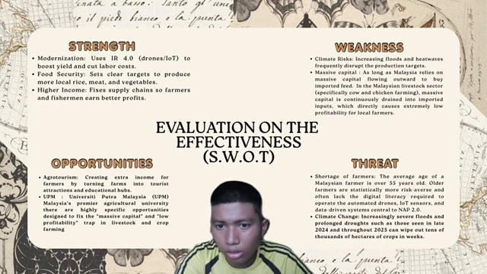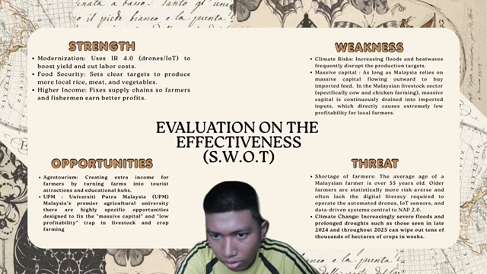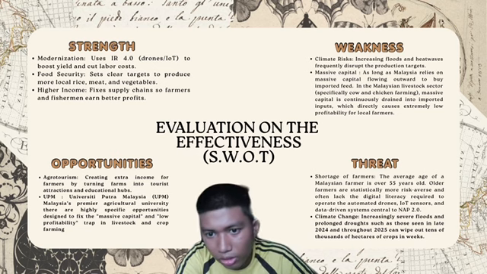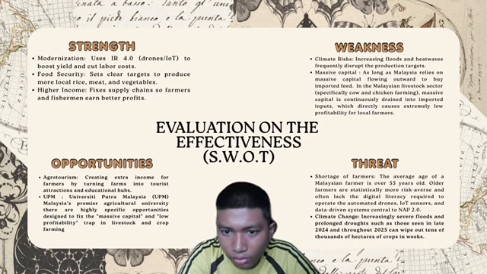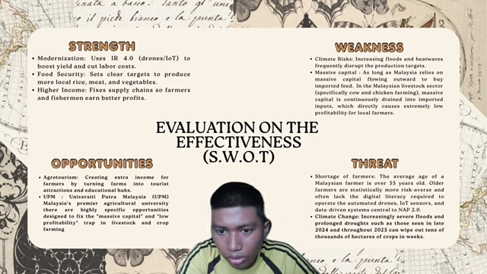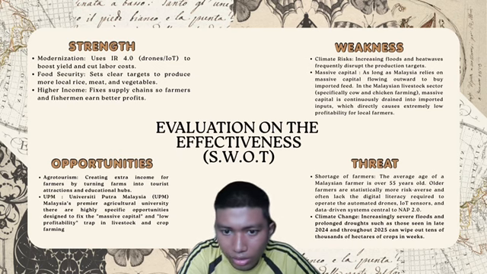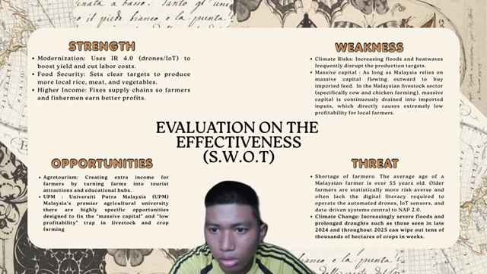So lastly is threat. So first, there are two threats. First is shortage of farmers. The average age of a Malaysian farmer is over 55 years old. Older farmers are statistically more risk-averse and often lack the digital literacy required to operate the automated drones, IoT sensors, and data-driven systems central to NAP 2.0.